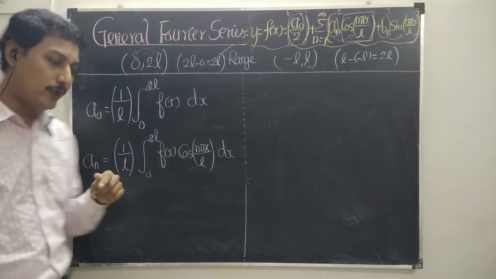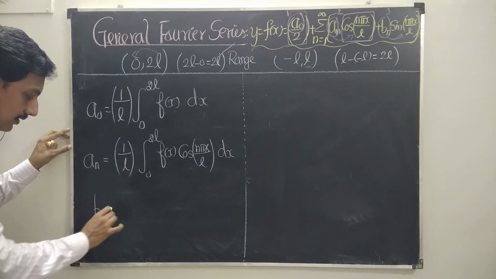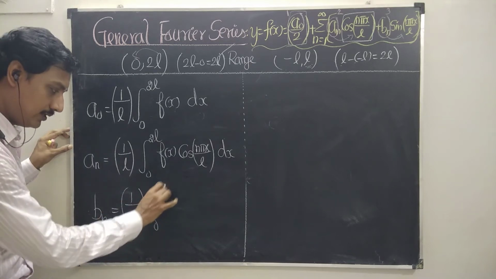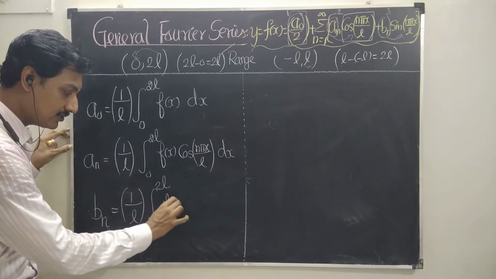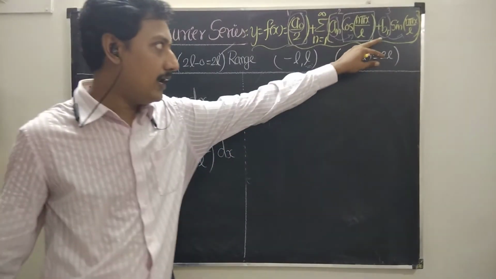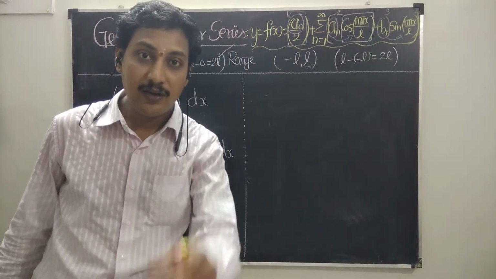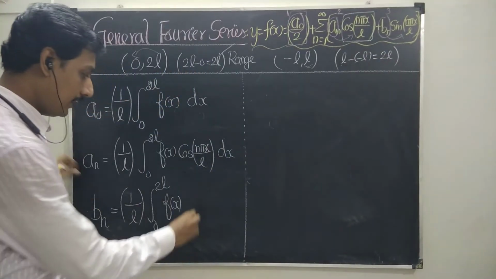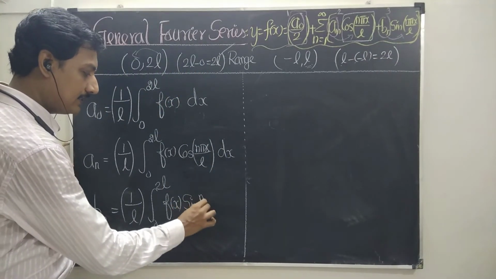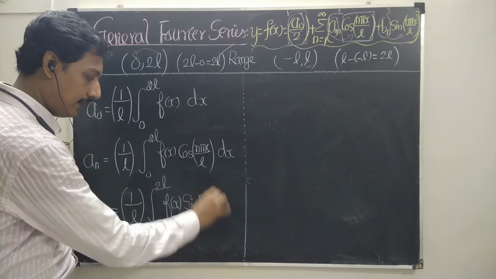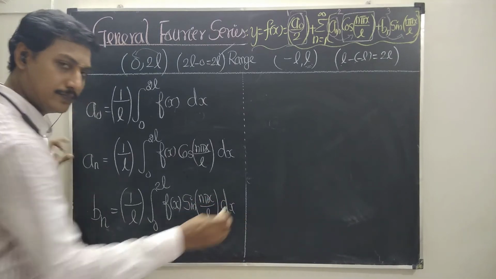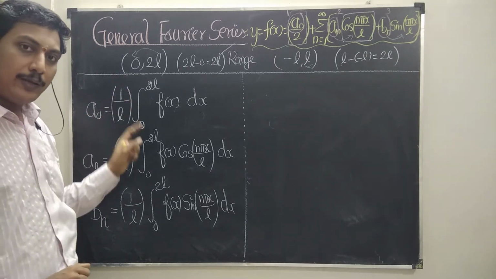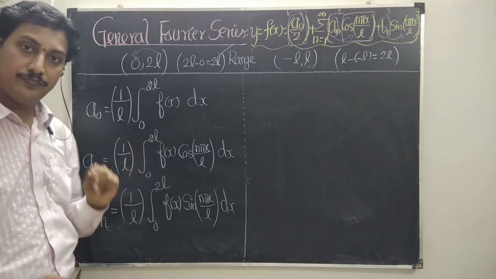Can you guess what is the bn formula? Yes, 1 by l because of half of the range. Integral 0 to 2l is correct, of f of x. What is bn? Bn is the coefficient of sin n pi x by l. So it is f of x into sin n pi x by l dx. That's it. Once again, a0 is integrated with respect to x of f of x alone.